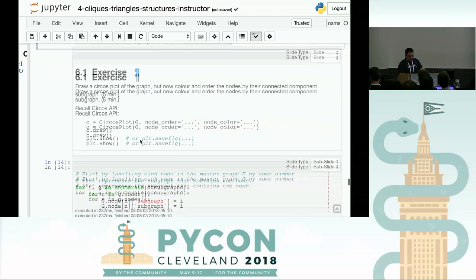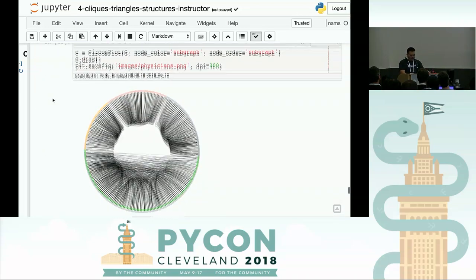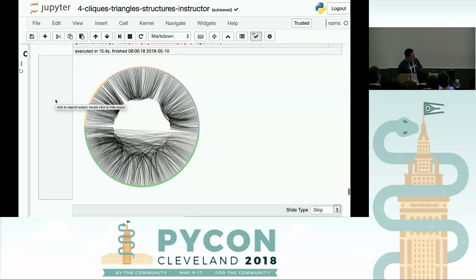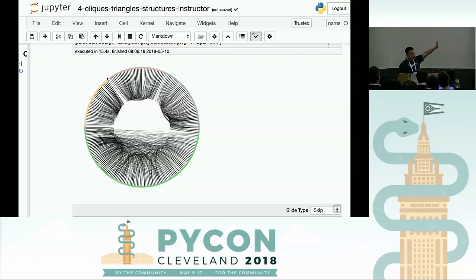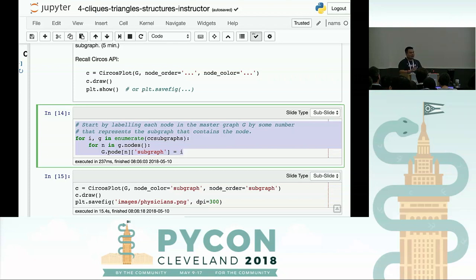So the final exercise is an exercise in drawing this with the circles plot. I'm going to leave this for you to try to reproduce on your own, but if you get something like this, it's roughly correct. There should be four connected component subgraphs, therefore four colors on the nodes on the outside, and they're completely disconnected from one another, okay? And how we annotate each node is shown over there in that part of the exercise, okay?